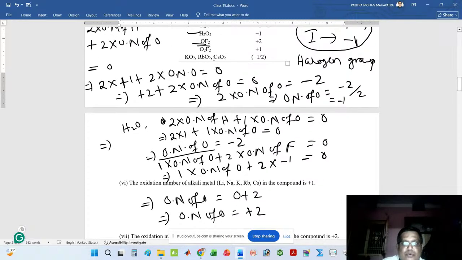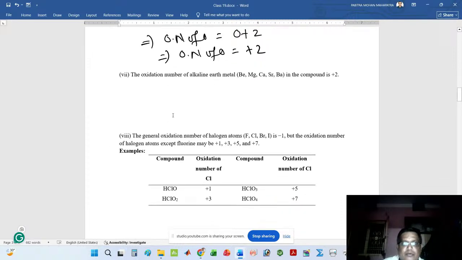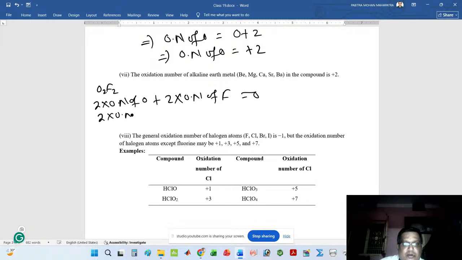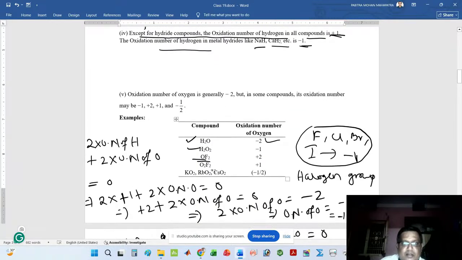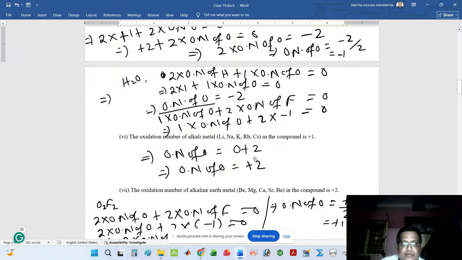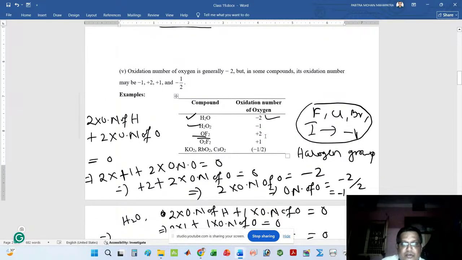Let me explain about the O2F2. Suppose here I want to take O2 for O2F2. Here we can say that 2 into oxidation number of oxygen plus 2 into oxidation number of fluorine, which is your minus 1, is equal to 0. Here we can say that 2 into oxidation number of oxygen minus 2 is equal to 0. You can say that oxidation number of oxygen is equal to how much? That is your plus 2 divided by 2, that is your plus 1. So in OF2 the oxidation number is your plus 2, already I proved. In O2F2 the oxidation number of oxygen is your plus 1.